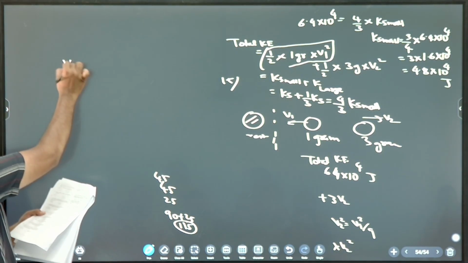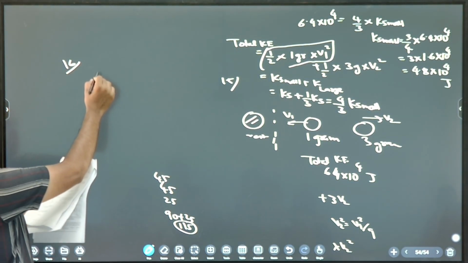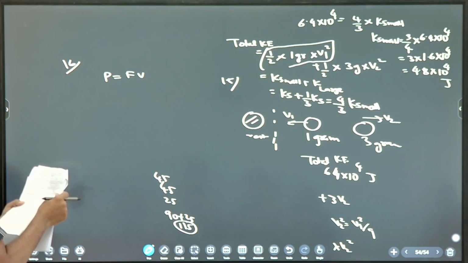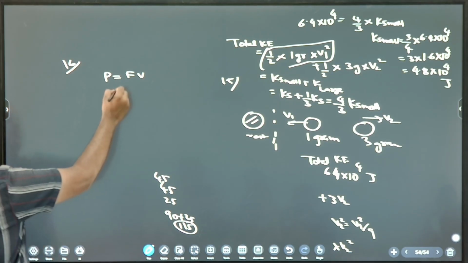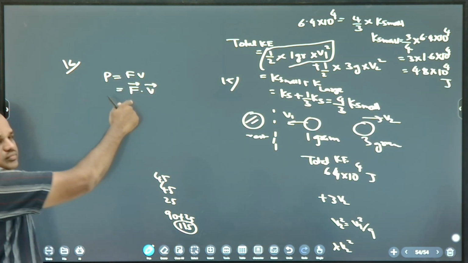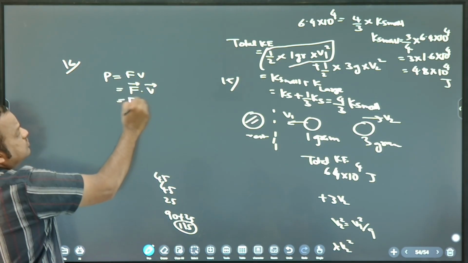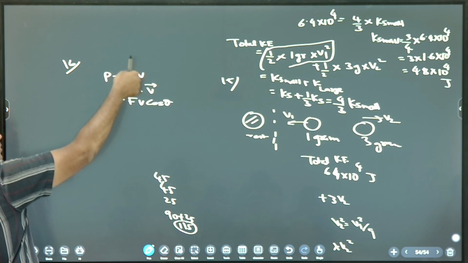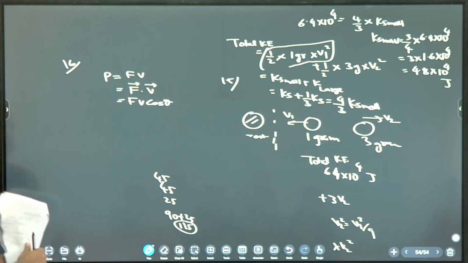Now 16. So power is equal to FV. Note down. Power is FV. It is dot product of force and velocity. Dot product. FV cos theta. You remember? FV cos theta. Power is FV cos theta. F dot V. Okay. So note down. F dot V.